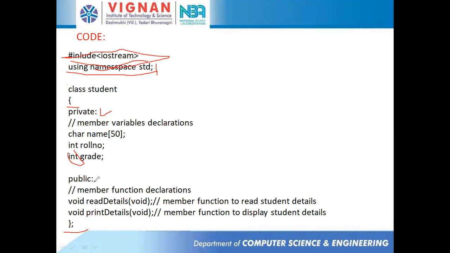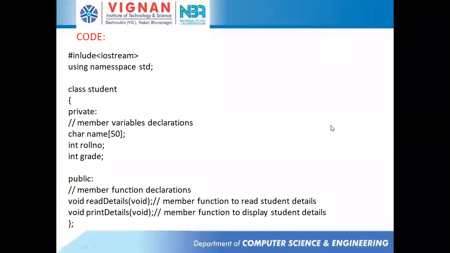These private and public are the access specifiers, and finally we close the class. The class closing must end with a semicolon here, because this entire class will be treated as one statement by the compiler. So the class declaration is over here.